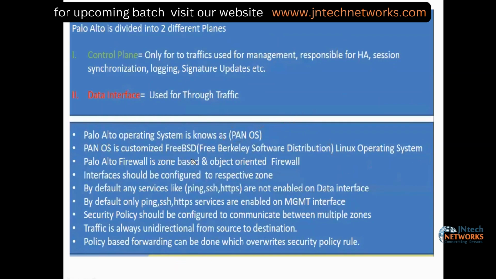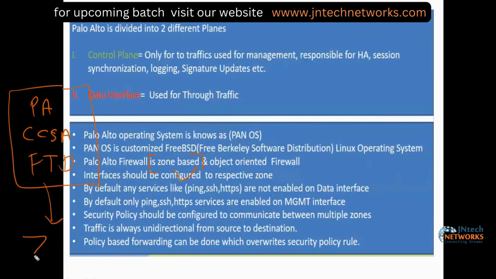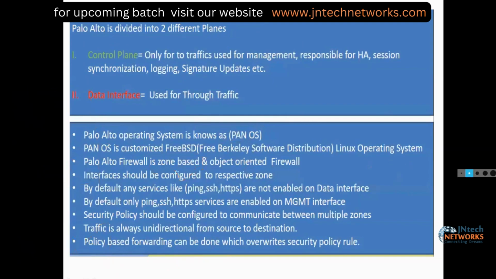Palo Alto is a zone-based firewall. Remember always: Palo Alto, Checkpoint firewall devices, and Cisco FTD, Firepower Threat Defense. These firewall devices are called zone-based firewalls. They work with this technique. Fortinet is not a zone-based firewall device, but Palo Alto is. So if you are working with any zone-based firewall, you need to create zones manually. There's no default option.